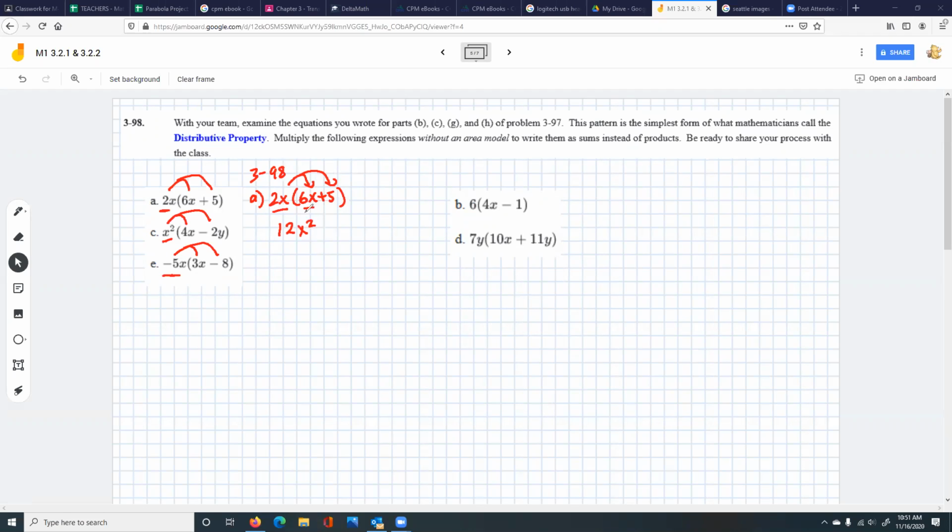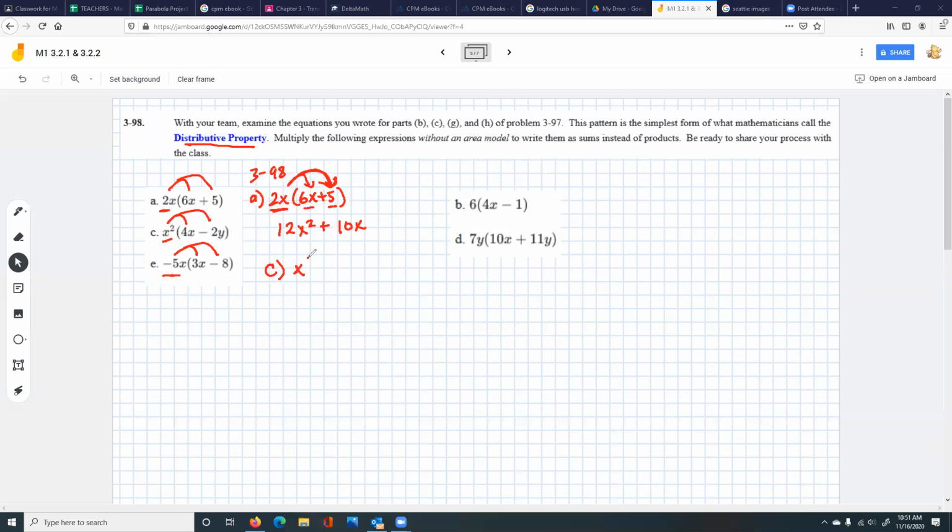12x squared, right? And then we just distribute, multiply it through. This is called the distributive property, 2x times 5. And there's a plus here, so we're going to put plus 2x times 5 is 10x. So we can just use the distributive property if there's only one term outside. So I'm going to do C next. I'm going to skip B.